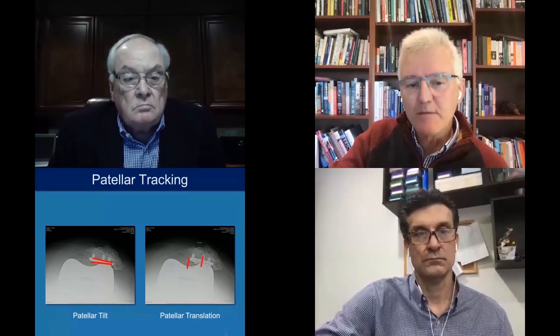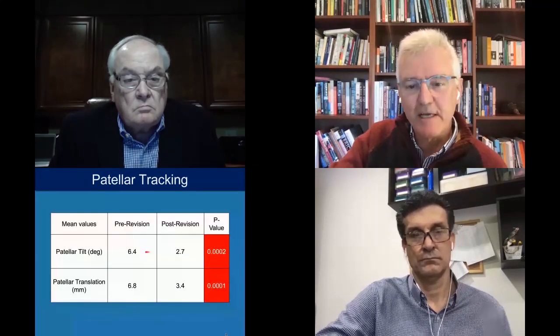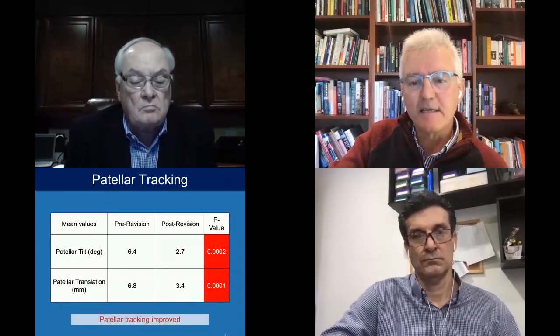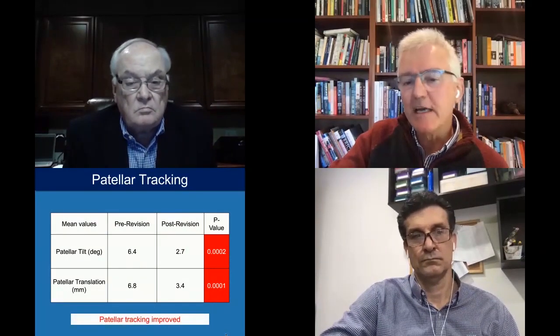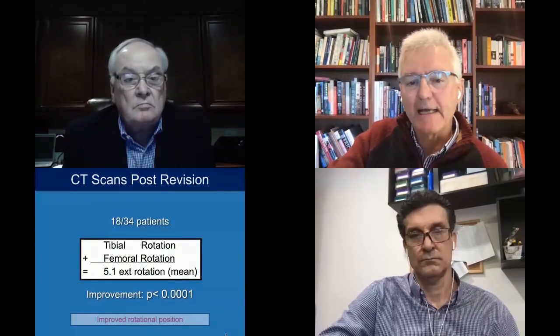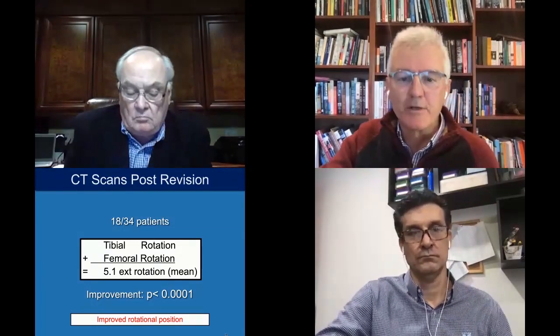Furthermore, we measured patellar tracking, and I would argue that patellar tracking is a very direct manifestation of rotational positioning. And we had highly statistically significant differences, even though the numbers might be small. If we improve patellar tracking, that means we've improved rotational positioning. And that was largely the key to successful revision for stiffness in the series that I published.